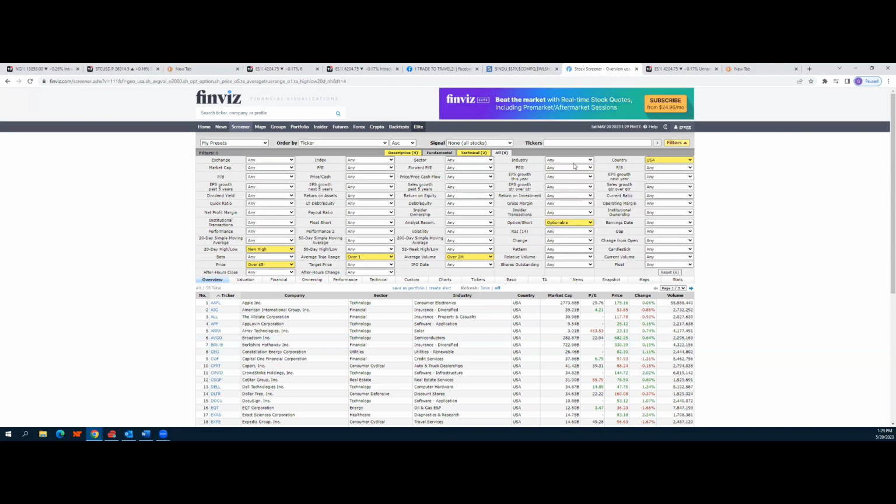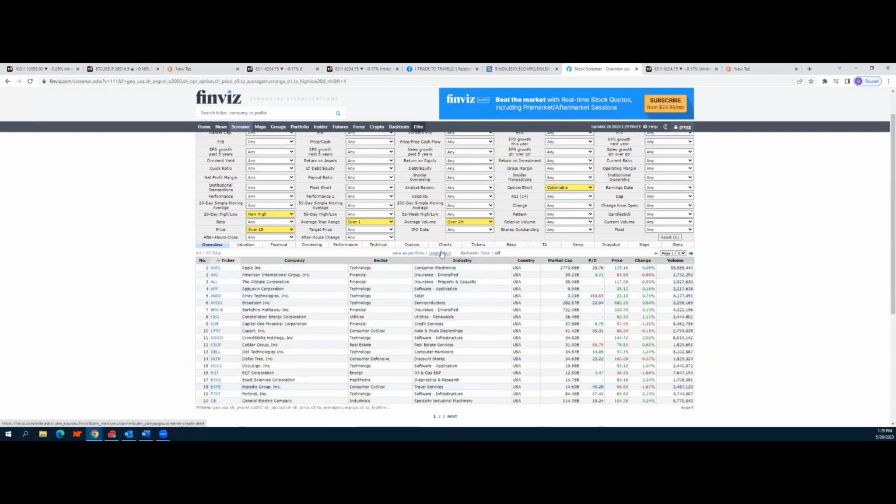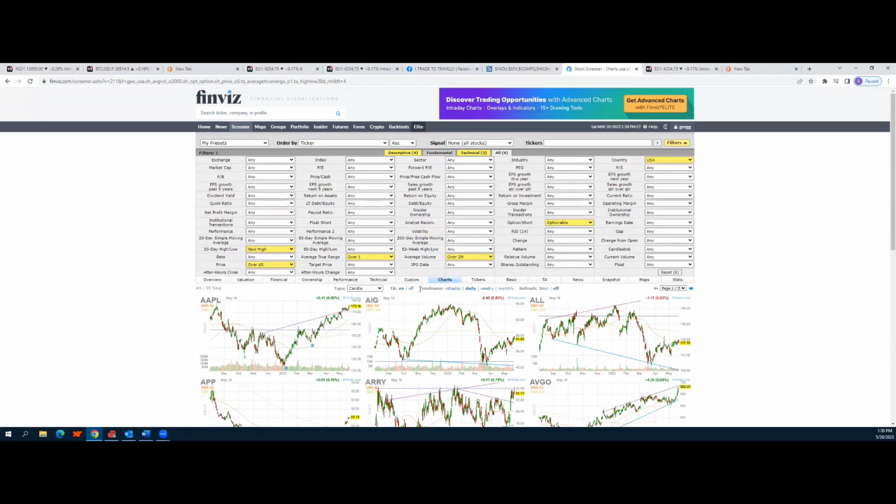And then if you want ETFs, you can just do any. If you just want stocks, right here. So I don't mind having any. And then we come down here, and this is how we quickly build our list.